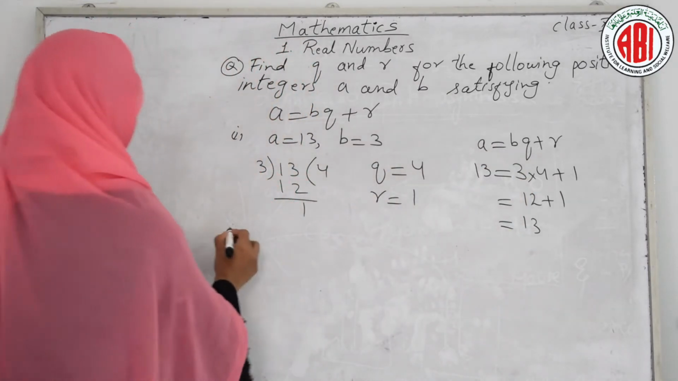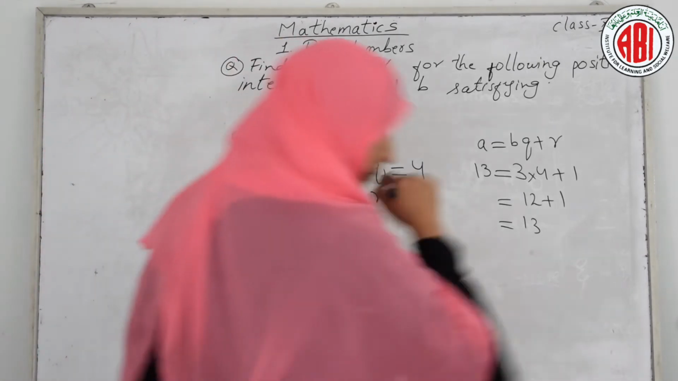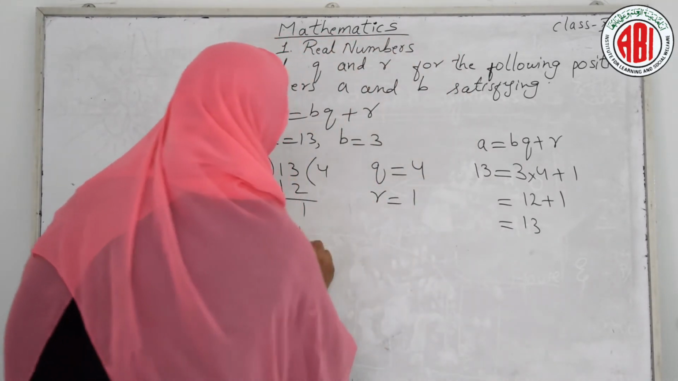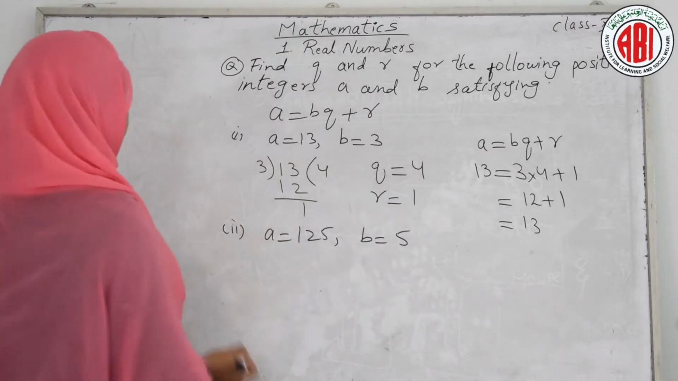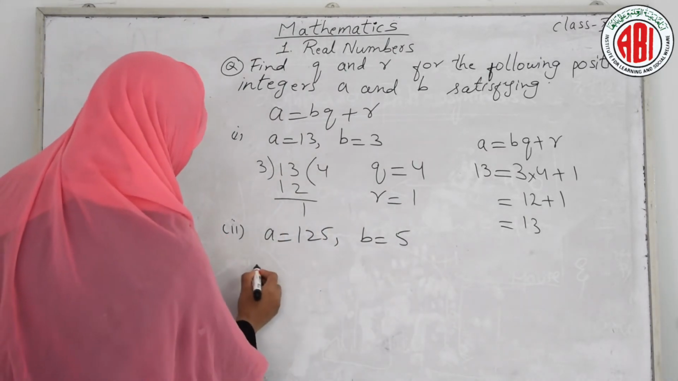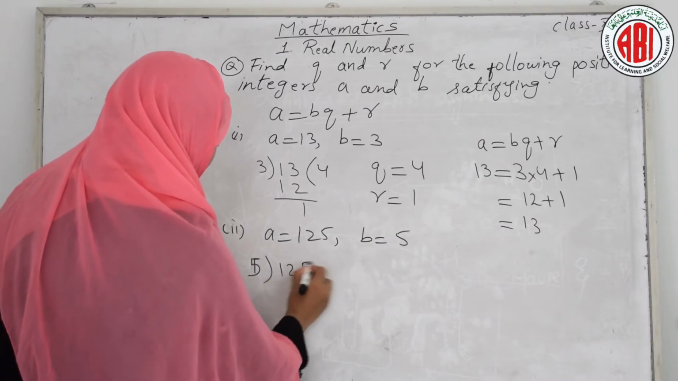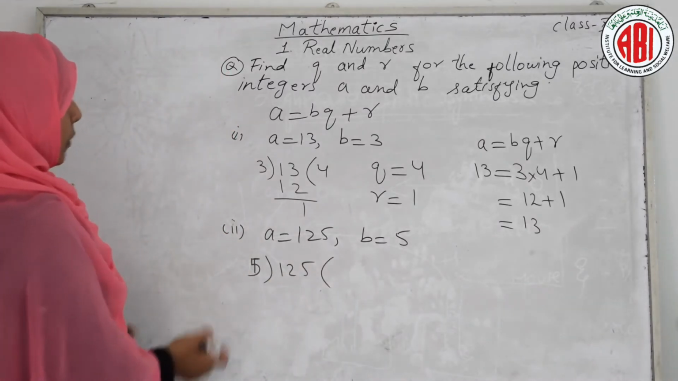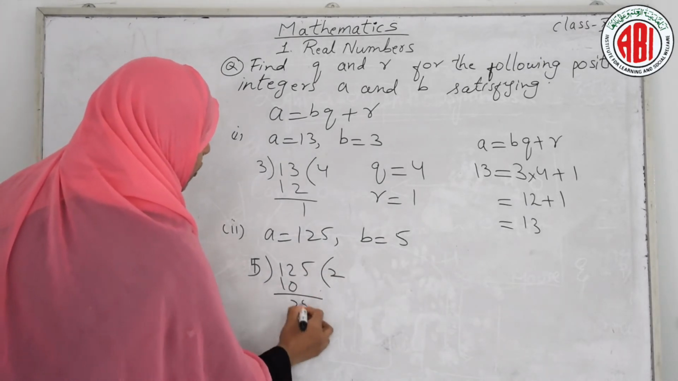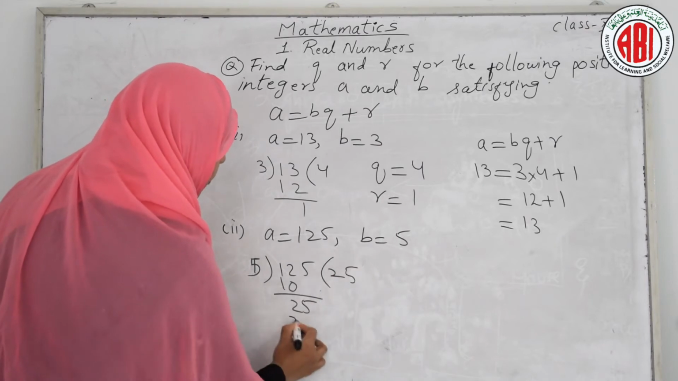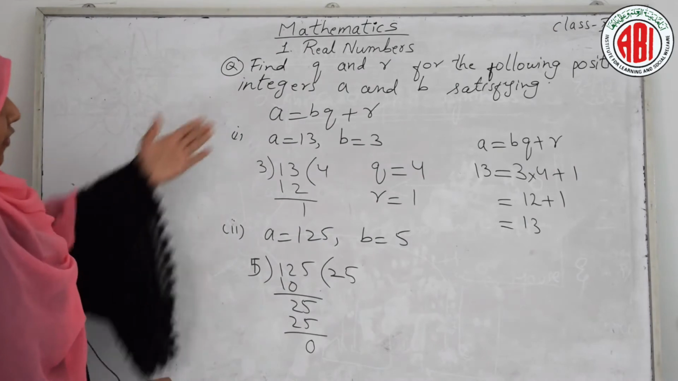Now let's do another problem. A equals 125 and B equals 5. Again we will do another problem. 5 to 12, 10, 2 minus 0 is 2. 5 5s are 25. In this case we are getting remainder 0. Let us verify with this equation.